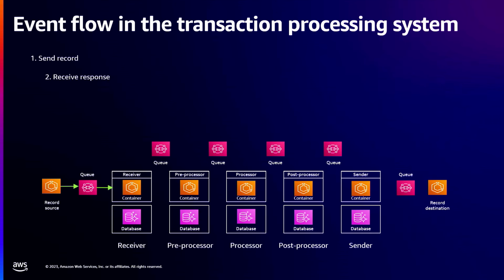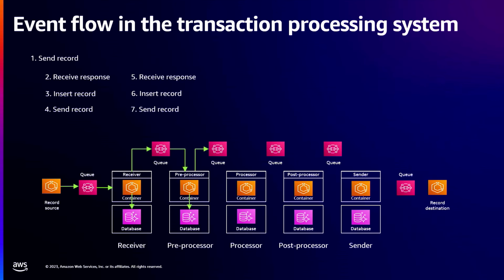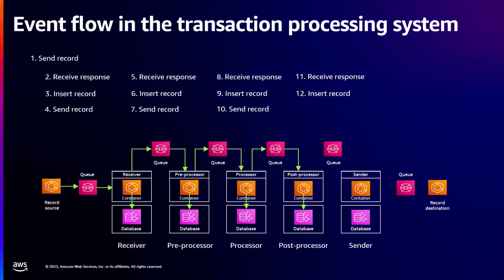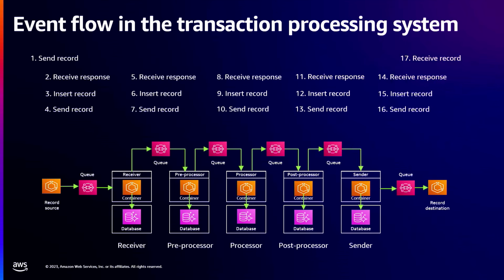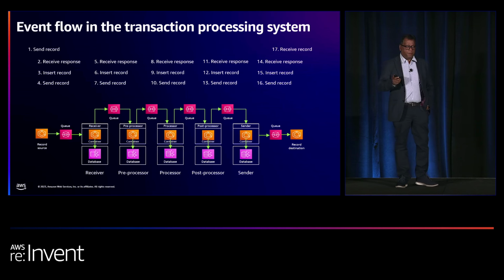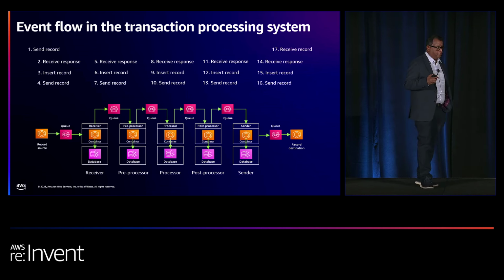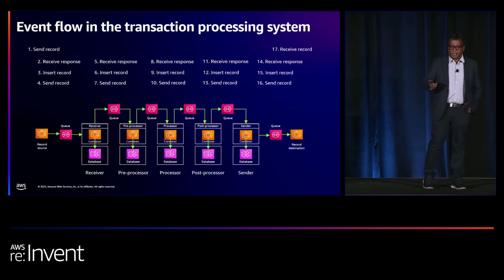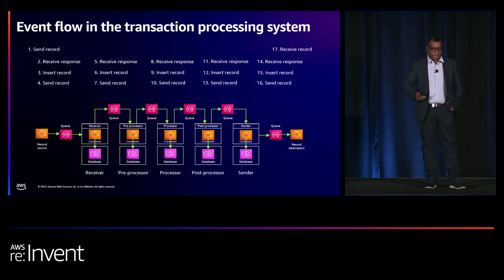Now, let us see the whole transaction processing system come alive as collaborating state machines with events flowing through them. As you see in the diagram, the transaction processing system comprises 18 state machines, 1 record source, 6 queues, 5 containers, 5 databases, and 1 record destination. And as you saw, the state machines interact with each other by passing each other events with the record as payload. That is how the records get processed through the transaction processing system.